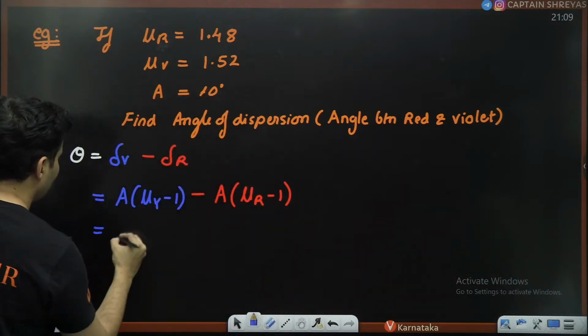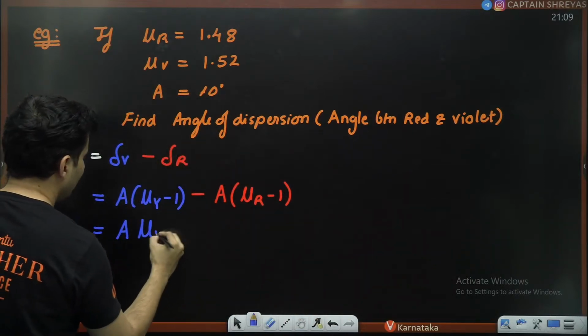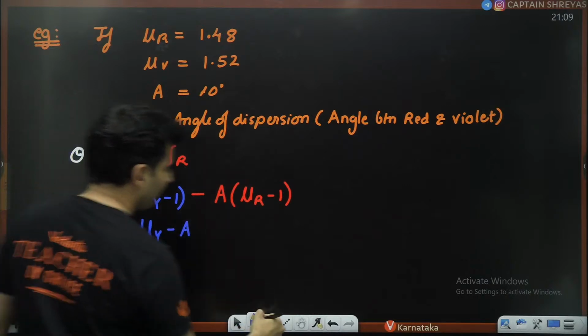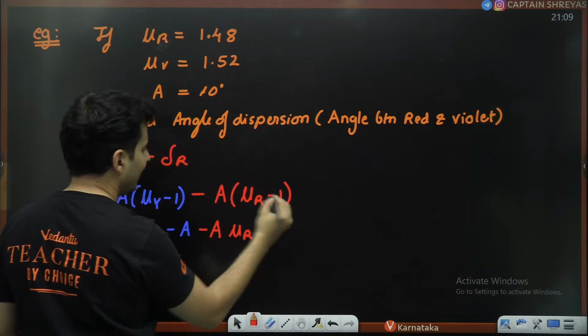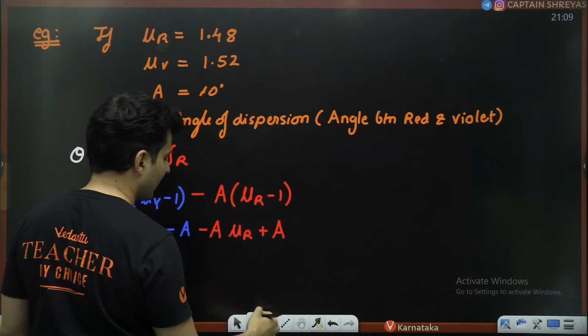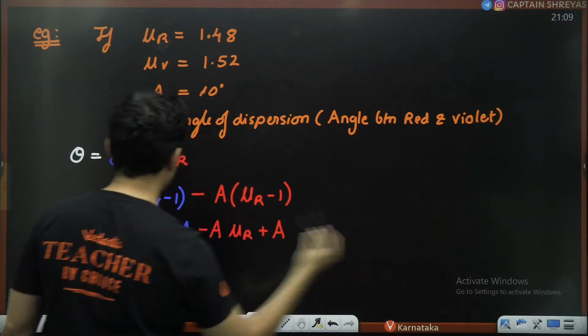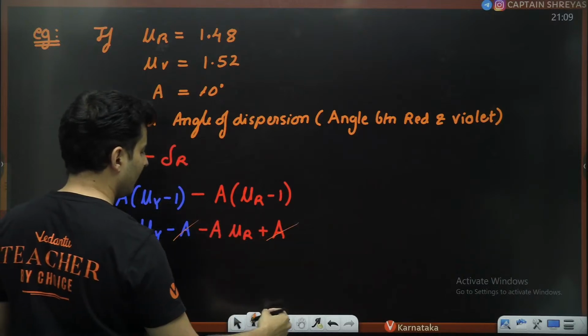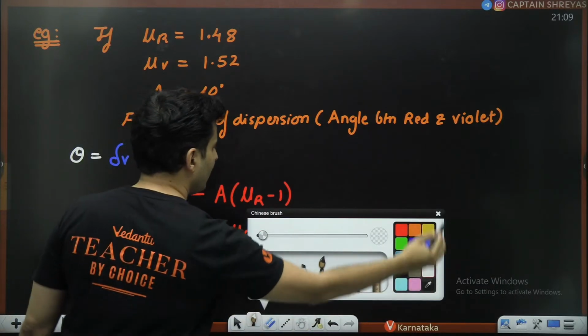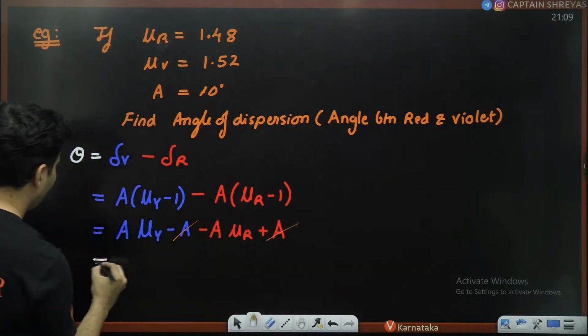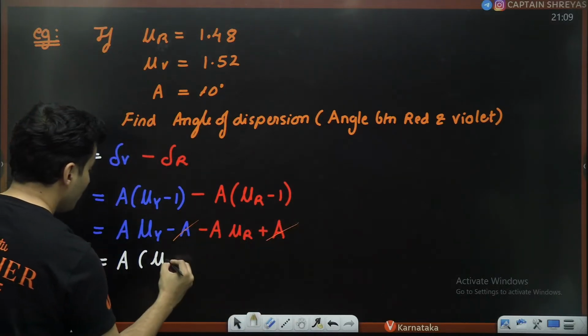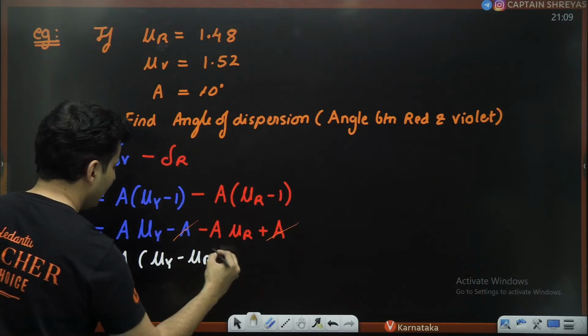I hope you are able to see that, and if you are not able to see that, no issues. This is A into mu v minus A. And over here, we have minus A into mu r, minus minus becomes plus, so this is plus A. As you can easily notice, this A and this A will get cancelled out. And what I am left with is A into mu v minus mu red.